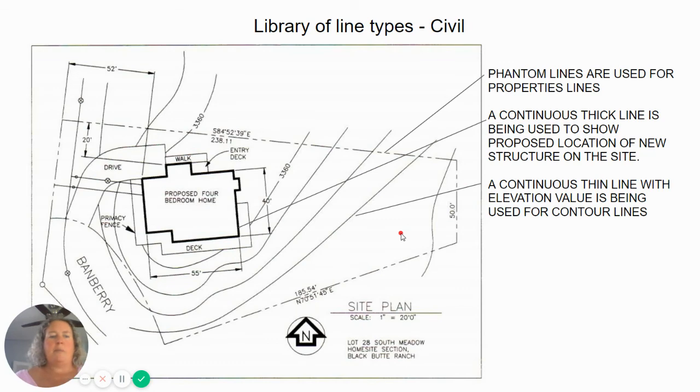And then here's an example of the civil plot plan, or site plan. Phantom lines in this case are being used for property lines. And we have thin continuous lines being used for contour lines. You can see that every so often the contour line will have a value associated with it. 3,360 might be 3,360 feet above sea level. And then a thick continuous line is being used to show where a new or proposed 4-bedroom home is going.